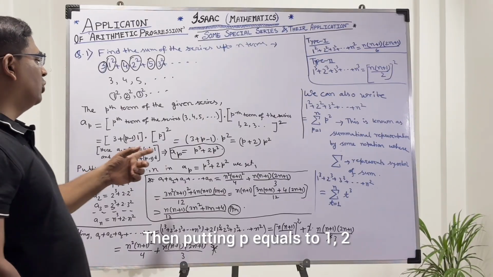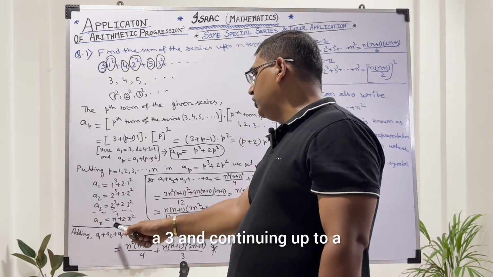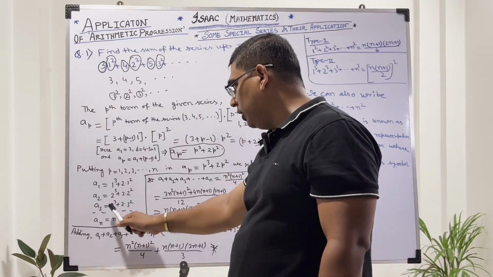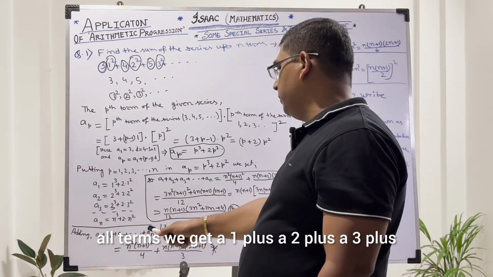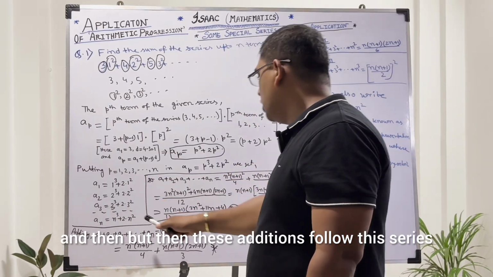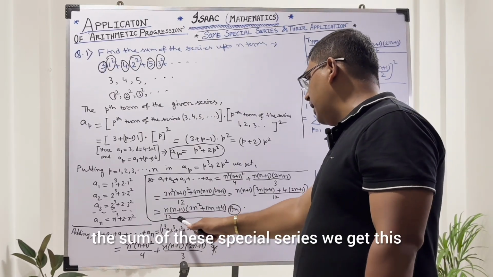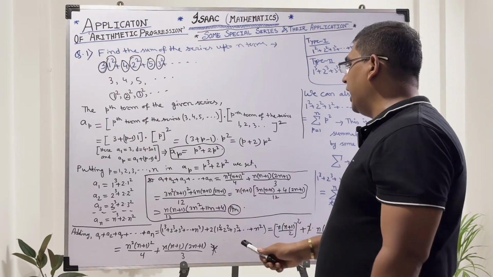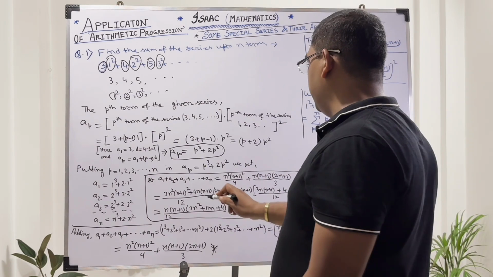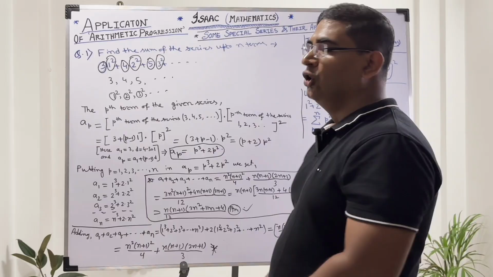Then putting p equals 1, 2, 3 continuing up to n, we get A1, A2, A3 and continuing up to An. And adding all these terms, we get A1 plus A2 plus A3 plus continuing up to An. And then these additions follow this series. And then after putting the sum of the special series, we get this, and after simplifying, finally we get the sum of the series as n into (n plus 1) whole into (3n square plus 11n plus 4) whole divided by 12.